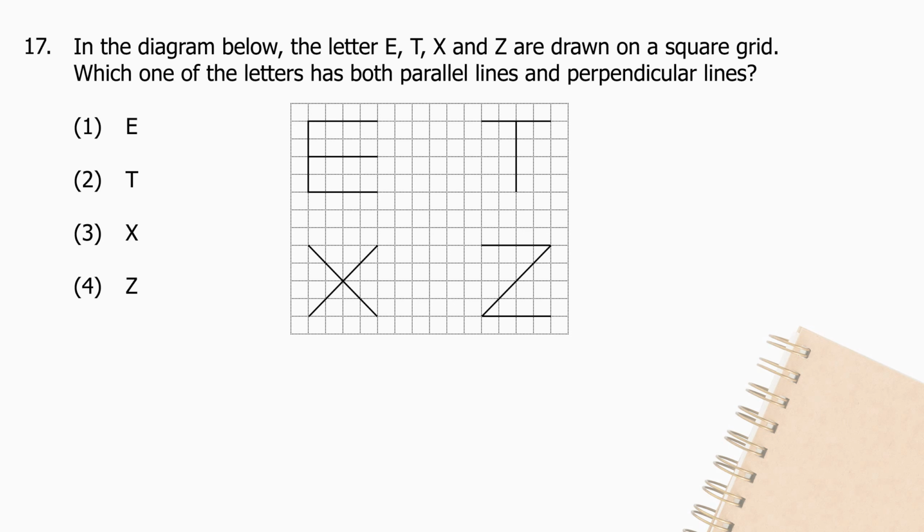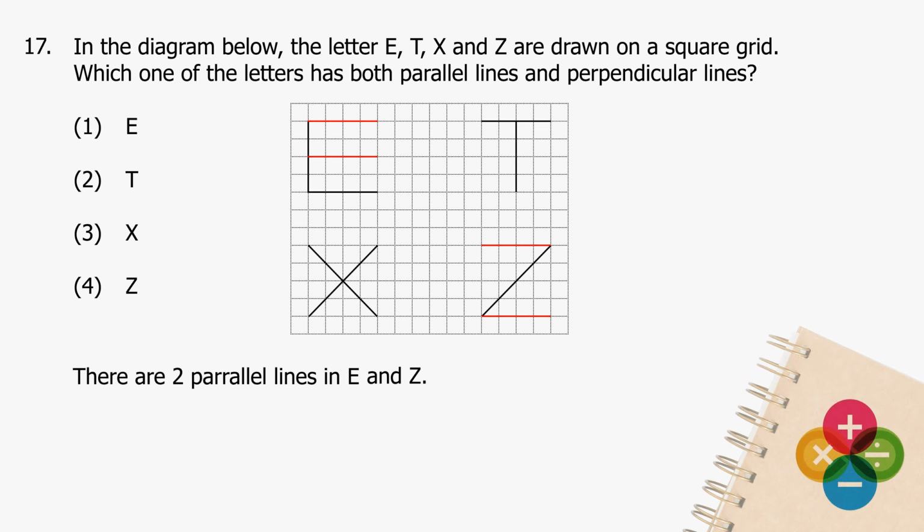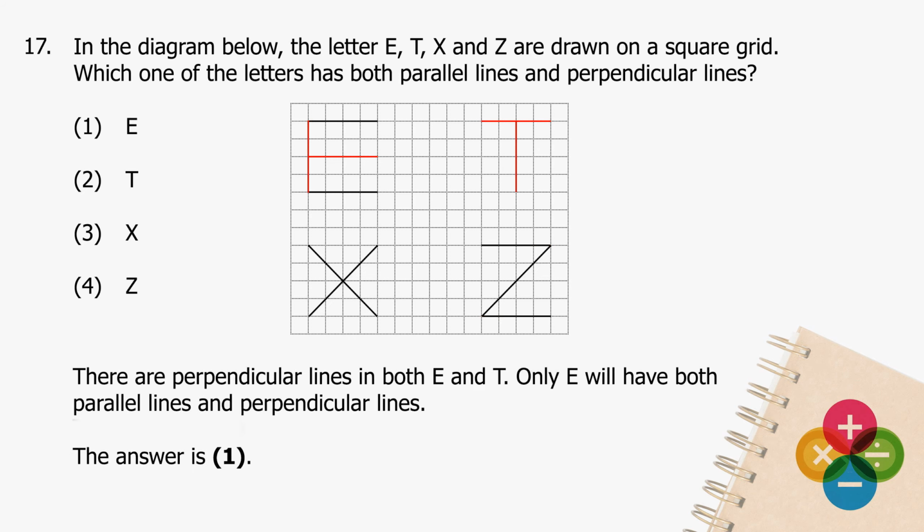Question 17. In the diagram below, the letters E, T, X and Z are drawn on a square grid. Which one of the letters has both parallel lines and perpendicular lines? In the diagram, we can clearly see that both E and Z have parallel lines. Both E and T have perpendicular lines. Therefore the only letter that has both parallel lines and perpendicular lines will be E. The answer is 1.